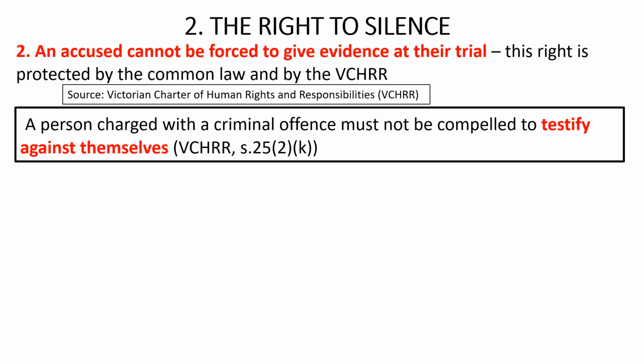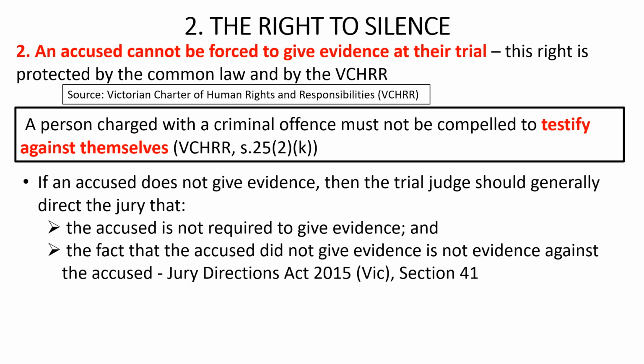This right is also supported by the Victorian Jury Directions Act. Under Section 41 of that Act, if an accused does not give evidence, then the trial judge should generally direct the jury that, first, the accused is not required to give evidence, and second, the fact that the accused did not give evidence is not evidence against the accused.